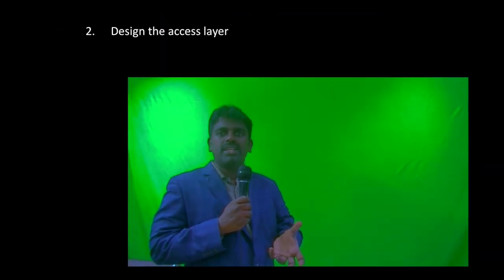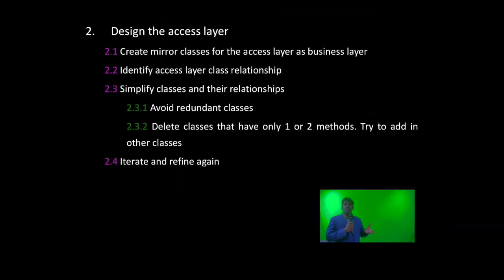And the next is designing the access layer. So for designing the access layer, what are the steps we have to follow? We have to create the mirror classes. That means we need the business layer and the access layer. So however many objects we are going to create for the view layer, the same number of objects we have to create for the business layer.